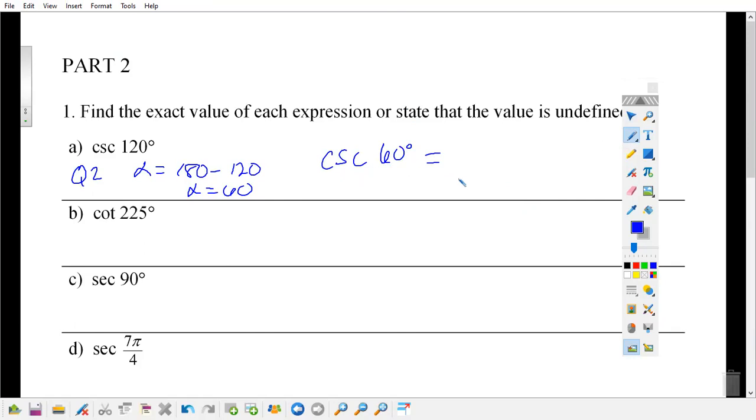At 60 degrees, the y value isn't it square root of 3 over 2? Yeah, the y value at 60 is square root of 3 over 2. So if I reciprocate it, it becomes 2 over the square root of 3. This isn't rationalized, so I have to rationalize. That gives us 2 square root of 3 over 3, and that is my exact value for the cosecant of 120 degrees.